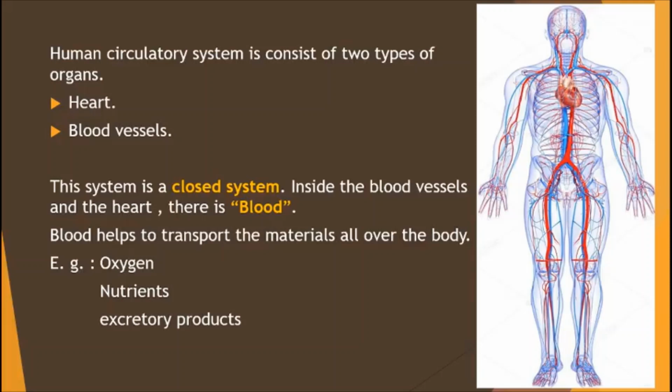In the given diagram, you can see the structure of the human circulatory system. There you can see the blood vessels spread all over the body and the heart.